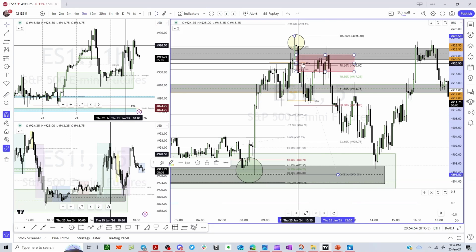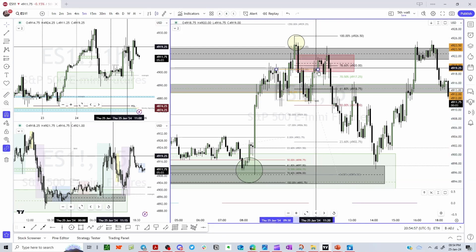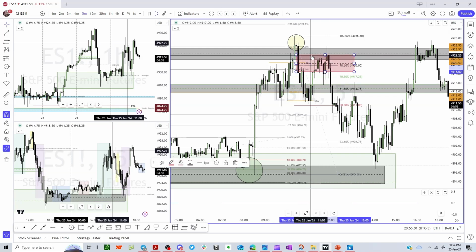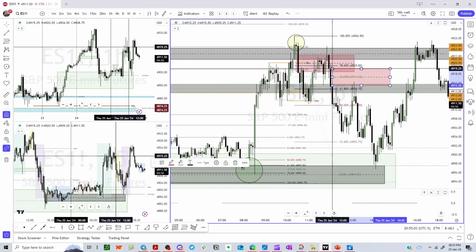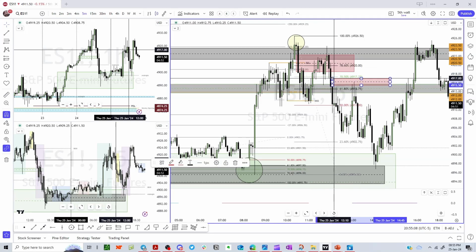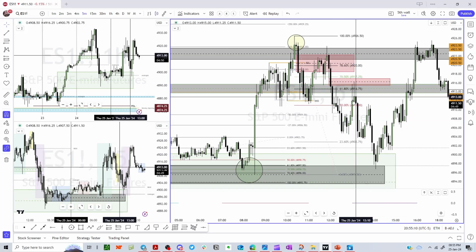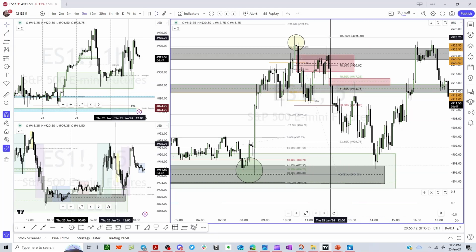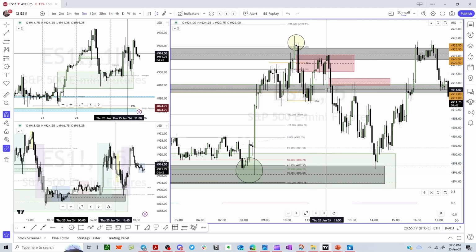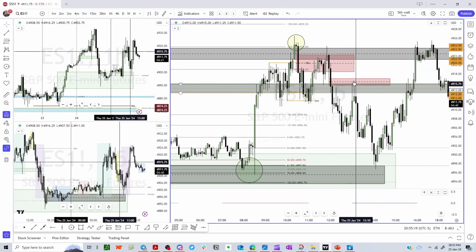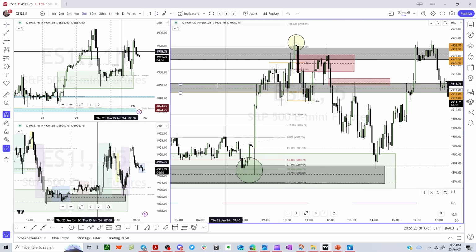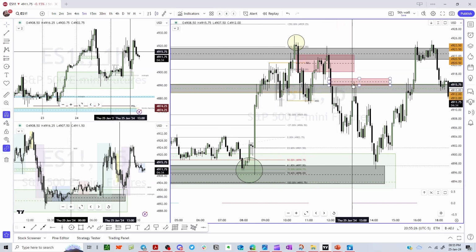We also see another entry short using this fair value gap. So you got another entry short. Let's take off using this fair value gap. This is nested with this inverted fair value gap we have highlighted from yesterday.